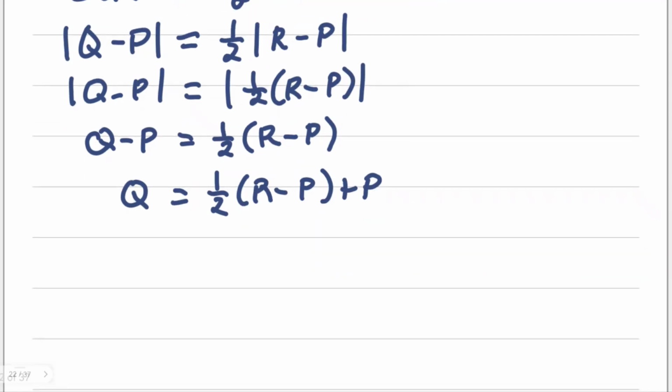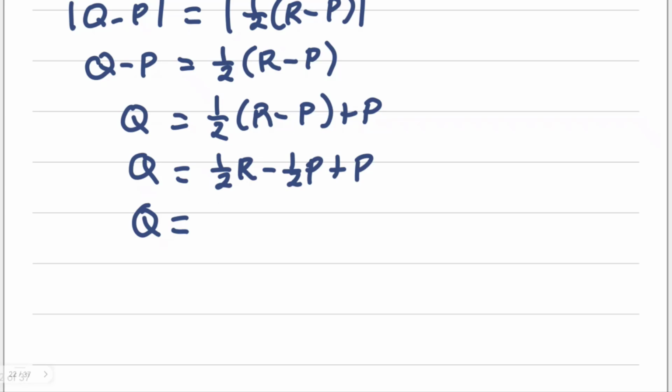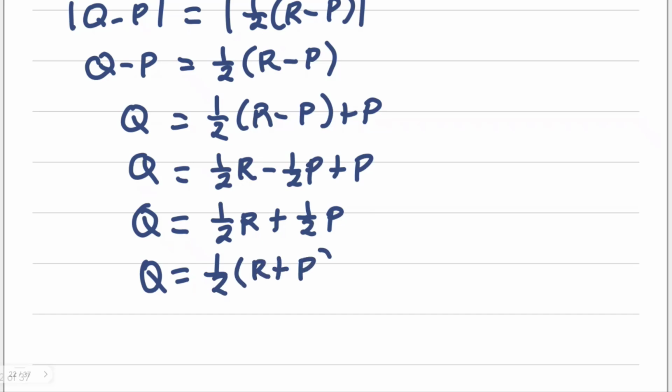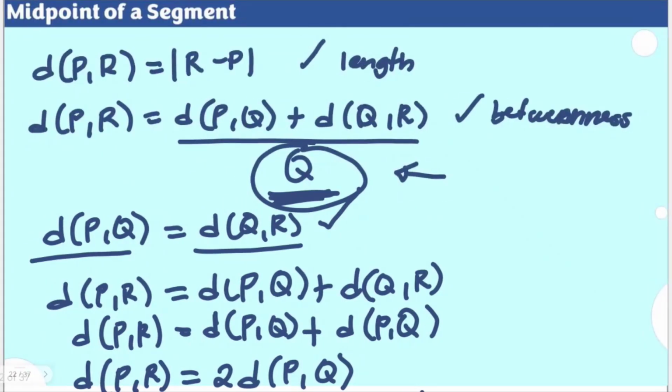Then you could have here Q is 1/2 R minus 1/2 P plus P, right? So Q is equal to 1/2 R plus 1/2 P, because this is 1 P here. So Q is actually 1/2 of R plus P, or you can also rearrange it as P plus R. What does this tell us? We know already that the distance between P and Q is half of the length, but we are not solving for the length from the point to the midpoint, though we can use this later on. The point here is to illustrate the formula in solving for Q.